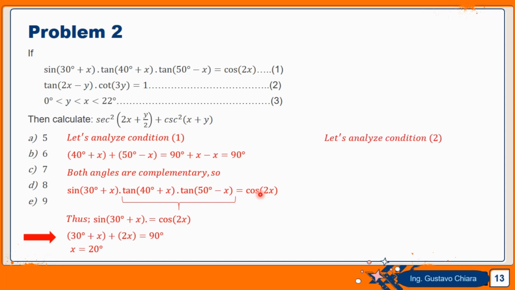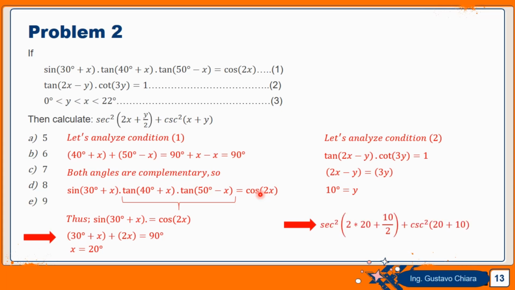Well, let's analyze condition number 2. Condition number 2 says that the tangent multiplied by the cotangent is equal to 1. Well, it means that they are reciprocal functions and the angle is the same. So reducing the expression and using the value of x, we get that the value of y is equal to 10 degrees. So we need to calculate the expression, and we just need to replace.